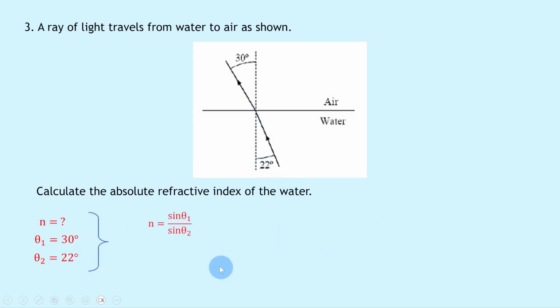So writing down our equation, we have n equals sine theta 1 over sine theta 2, substituting in the numbers gives sine of 30 over sine of 22, and putting that into your calculator should give you an answer of 1.33.